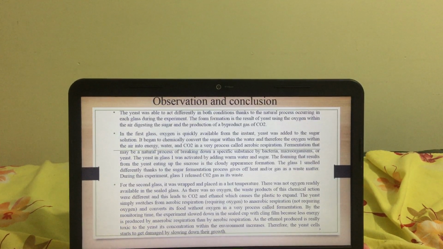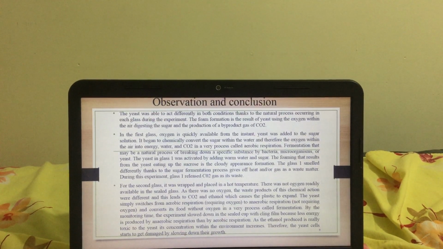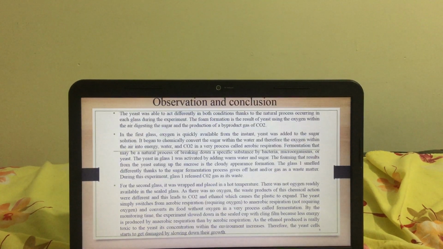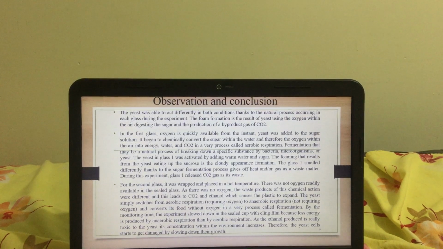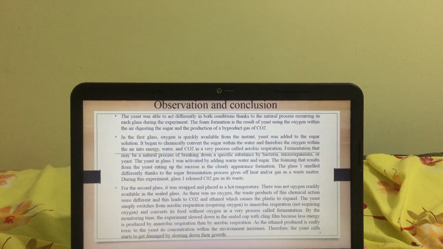In glass 1, the yeast was activated by adding warm water and sugar. The foaming that results from the yeast eating up the sucrose is the cloudy appearance formation. And glass 1 also smelled very different.